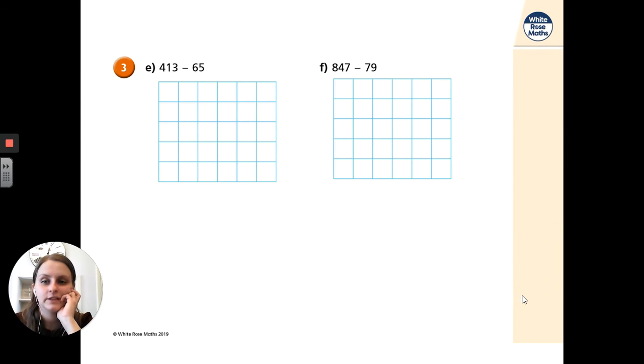And again, same for these last 2 for number 3. Work them out really carefully.